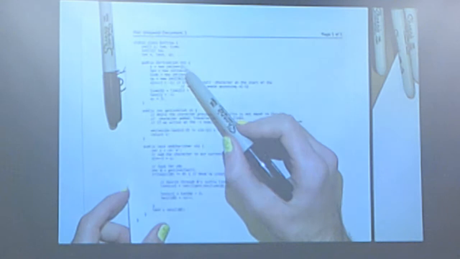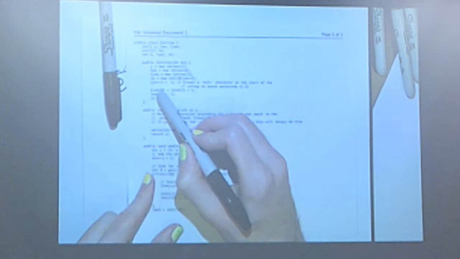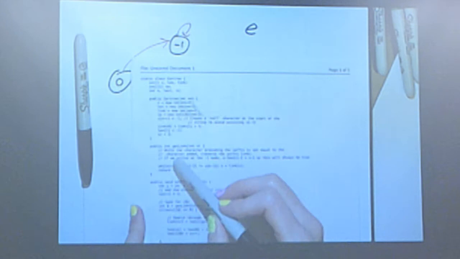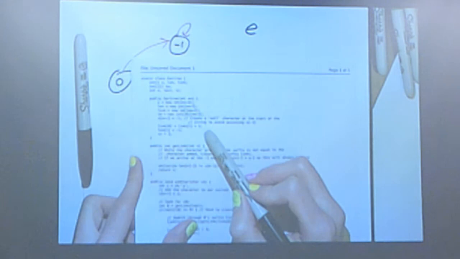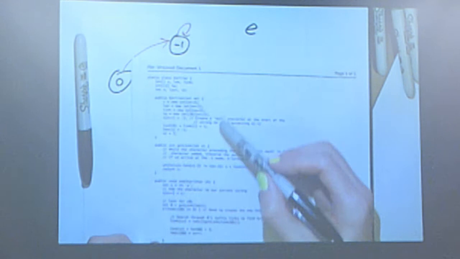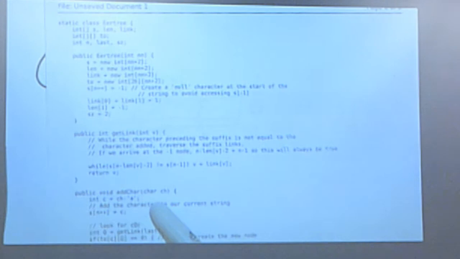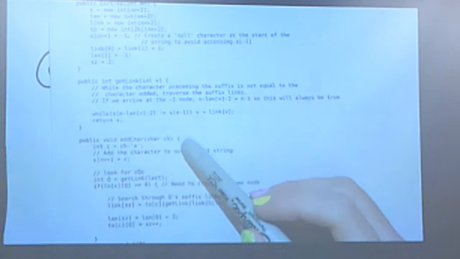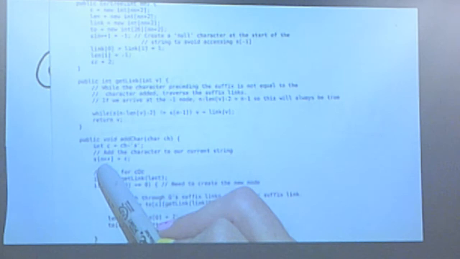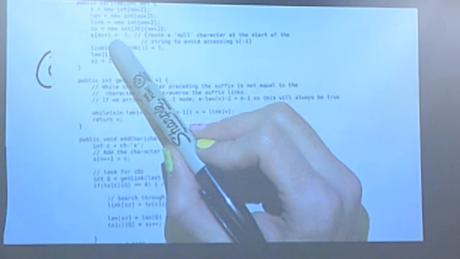So in the constructor, you're just initializing all the stuff. Index 0 is going to be the empty string, and index 1 is going to be the null string. I set both of these two nodes' suffix links to be the -1 node. For the void add character function, you can follow along on your paper. We're just going to call it on each character as we go along in our string. S is just an int array of what our current string looks like. And in the constructor, we say that the index of 0 is going to be negative 1. This is to avoid index out of bounds issues when we do certain searches.